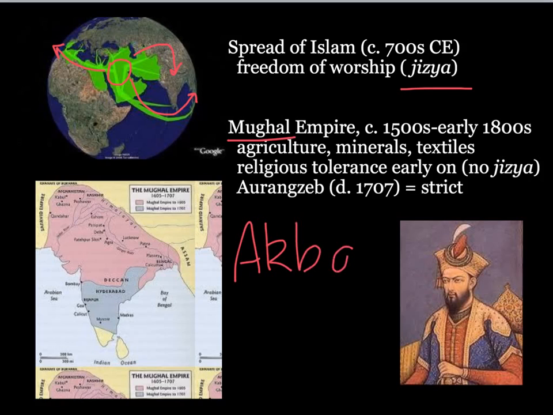Now, Akbar comes to power and he's very interested and concerned with ensuring that India prospers economically and also socially. So he really focuses on expanding India's agriculture and their mineral mining and their textile production, all in an effort to really increase India's economic wealth. Because he wants to do this for all of his subjects, he also practices religious tolerance, and in fact, he abolishes the jizya. This is the first time this was done in a Muslim territory.